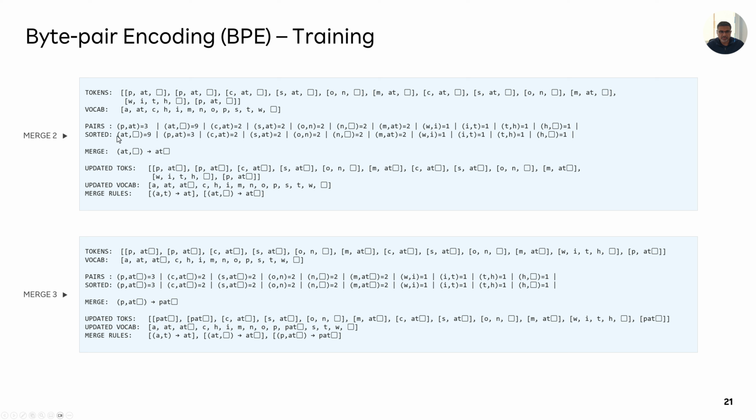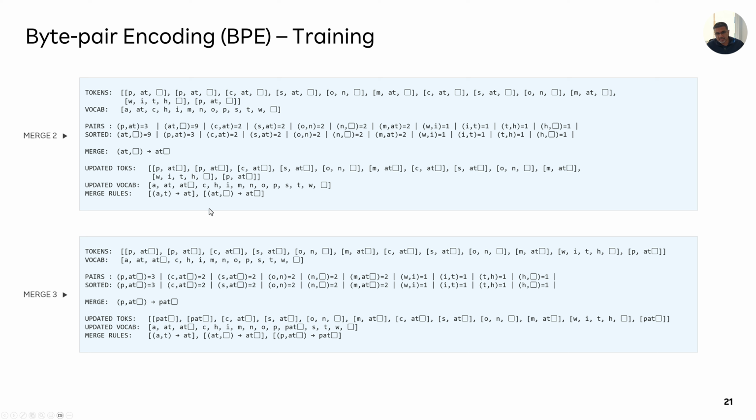Like in the past, you're going to sort them and figure out what the pair with the highest frequency is. You see that AT, comma, white space has the highest frequency. So you're going to merge and make that one subword. Now when you make it one subword, you go to your token list and update it by merging them, from AT, comma, white space to AT white space is one token now, correct? And then you add this new thing into your vocabulary, and you add this new rule that you've added to the merge rule, okay?